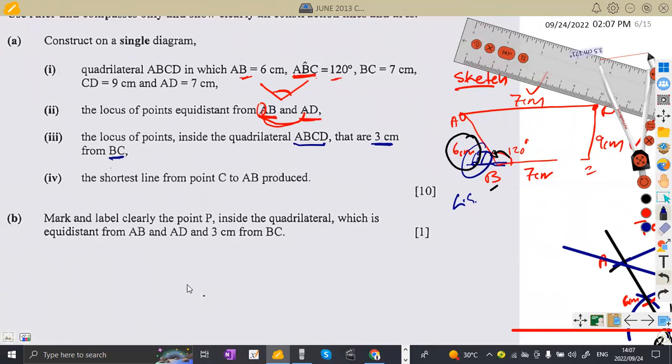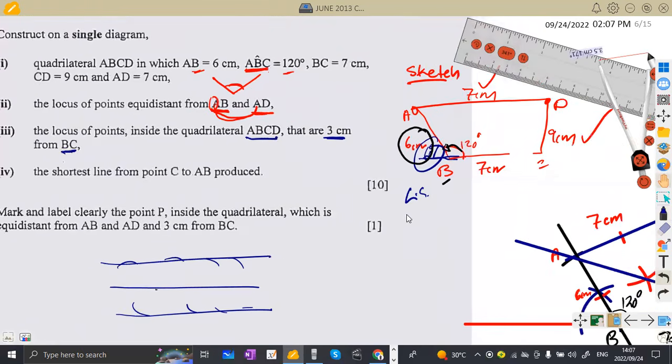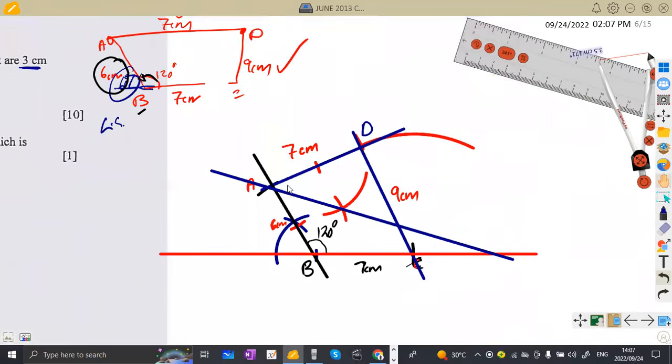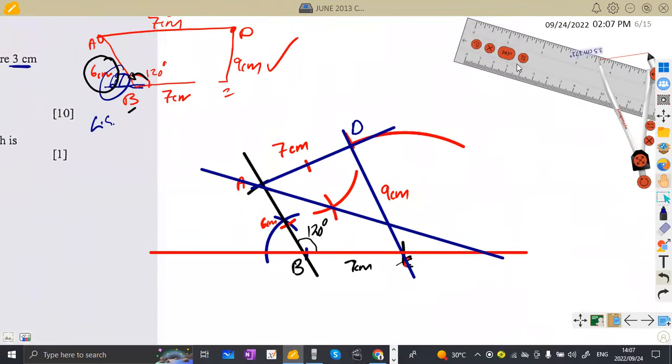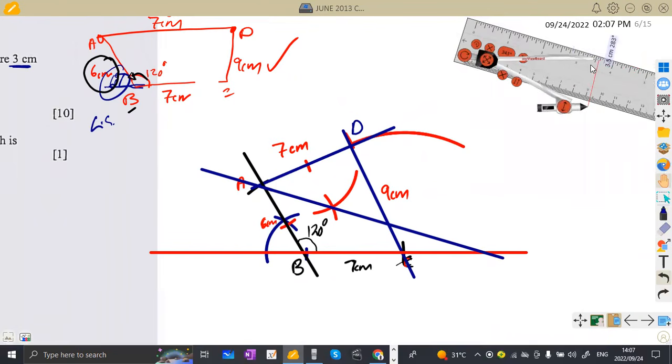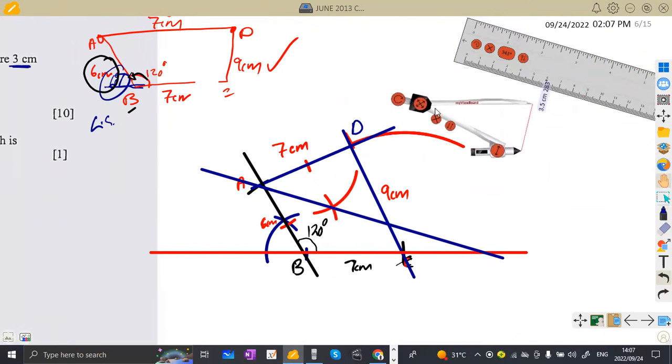So 3 centimeters from BC, we're supposed to have something like this. If this is BC, we're supposed to have a pair of parallel lines like this. But now they are saying inside the quadrilateral. So which means we are going to construct 3 centimeters from BC. This is our BC here. We are going to mark 3 centimeters. So remember, you're supposed to measure 3 centimeters exactly.